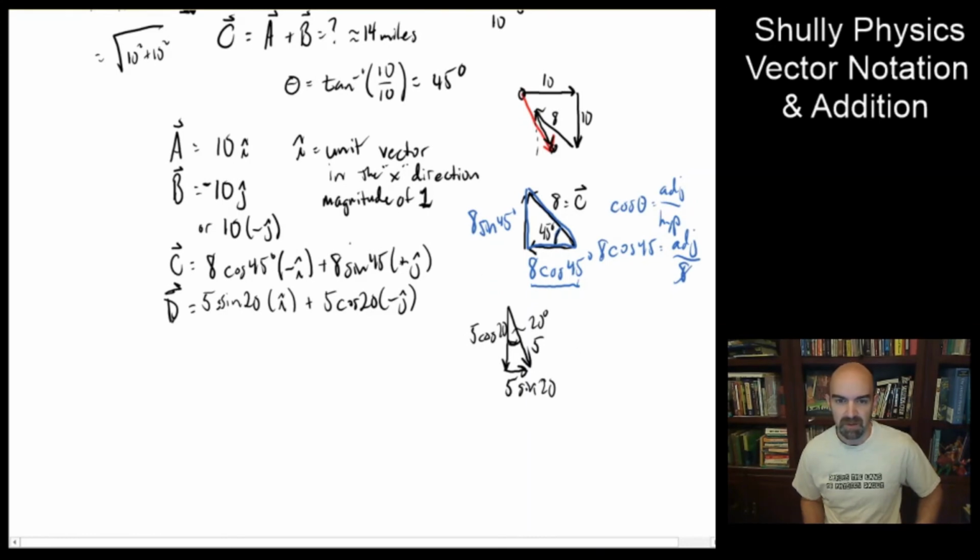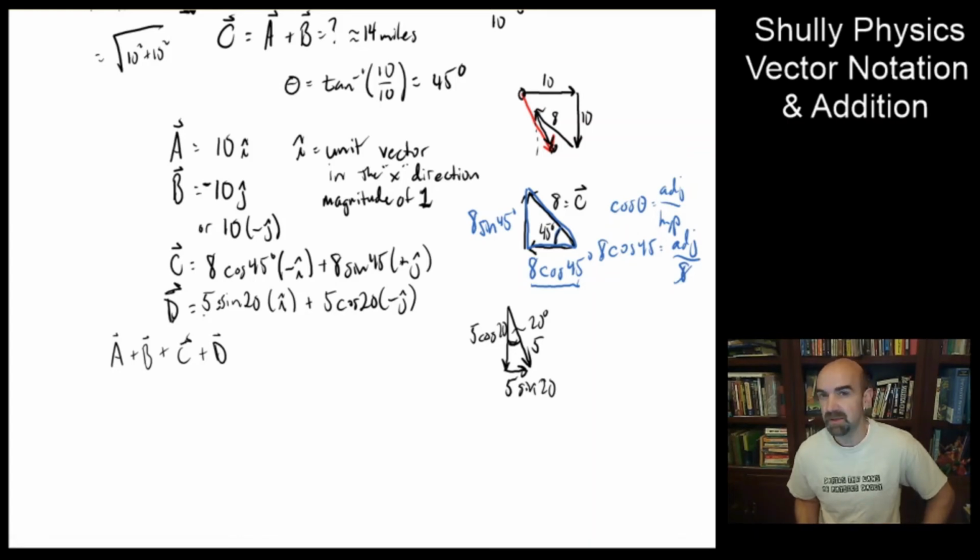How do we get the sum of all these vectors? A plus B plus C plus D. You add them just like you would an expression with x and y. If you've got 2x plus 5y, and you add to that 4x minus 6y, you would add the 2x and the 4x together to get 6x. And likewise, you would add the y terms as well. These i and j components create terms that you can add and subtract.